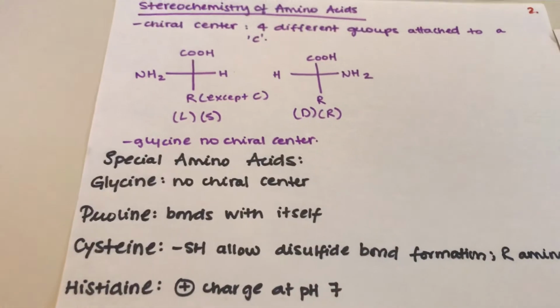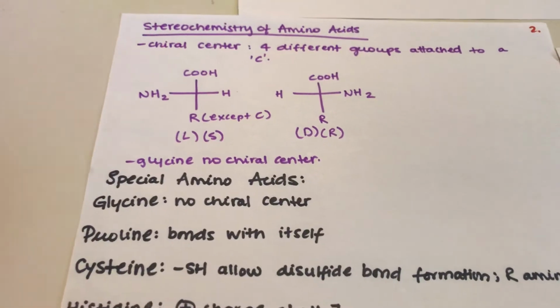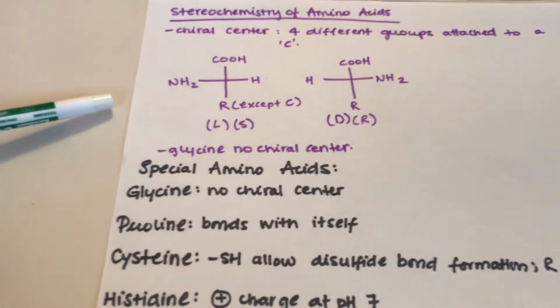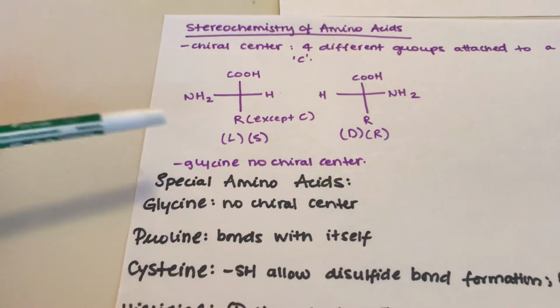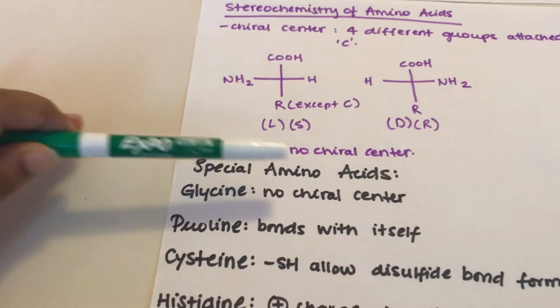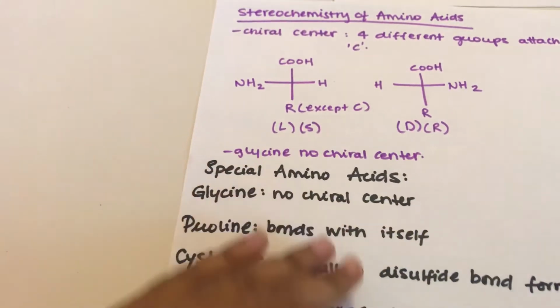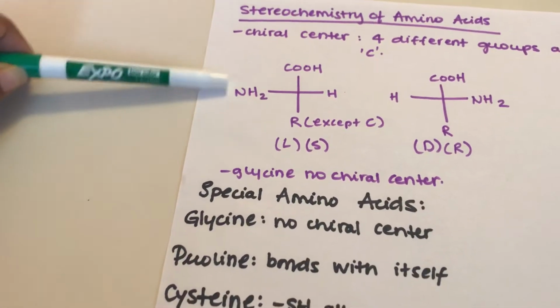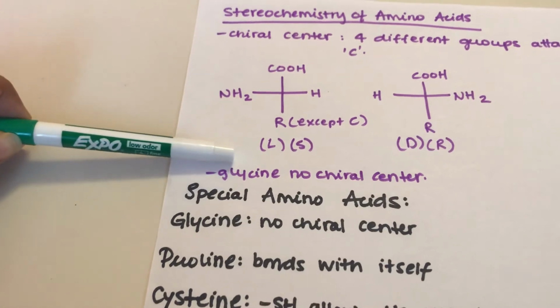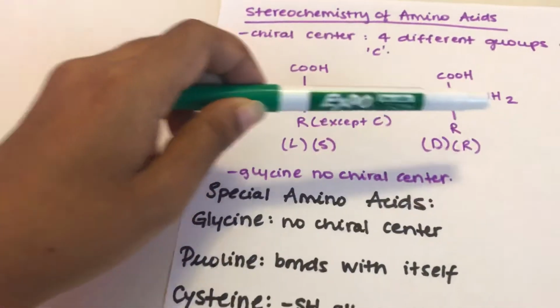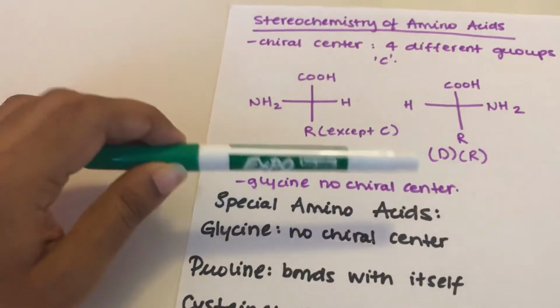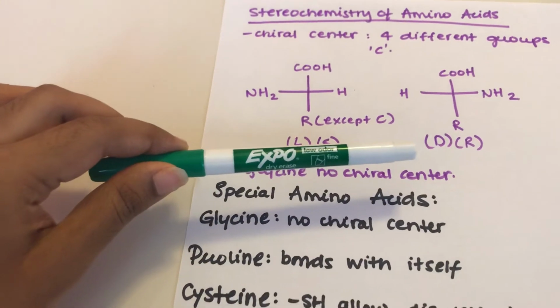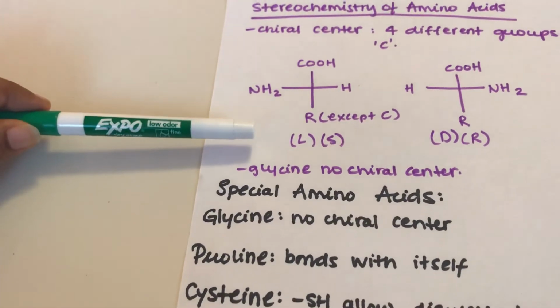Now to the stereochemistry of amino acids. Amino acids can either be classified as L or D, and S or R. If the amino group is on the left, it's called an L amino acid. If it's on the right, it's called a D amino acid. D stands for dextro, which is right, and L stands for levo, which is left.